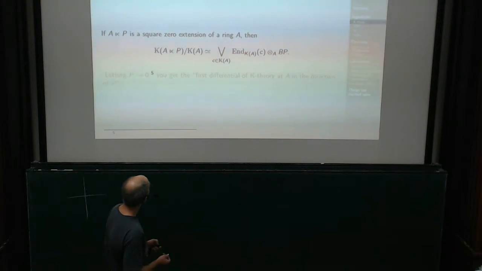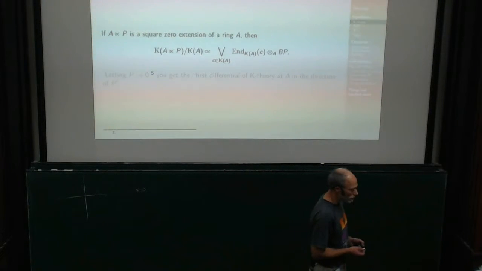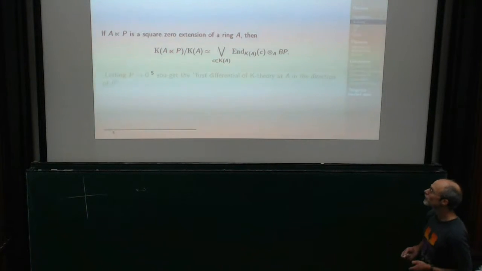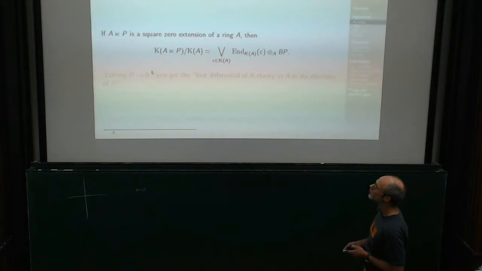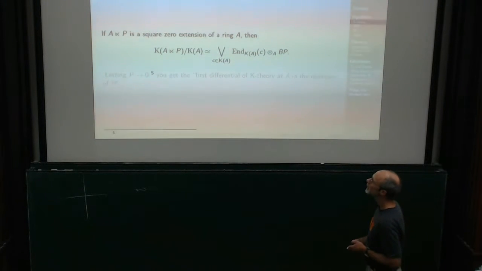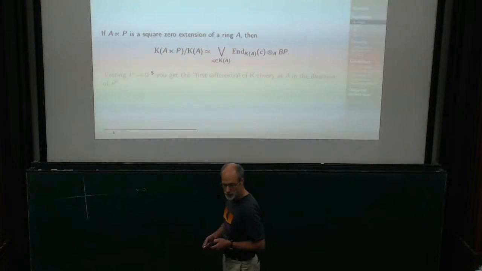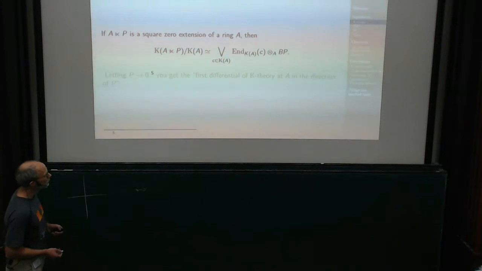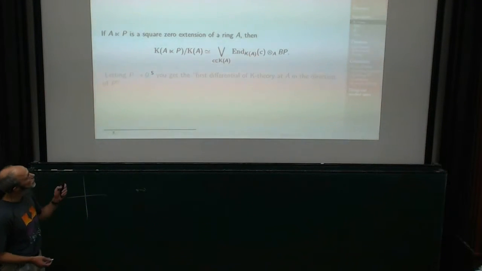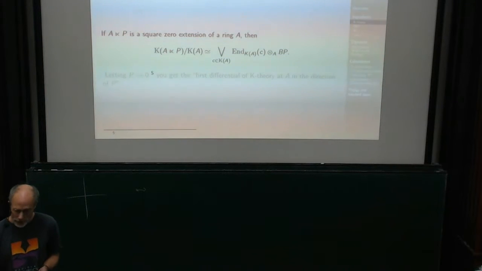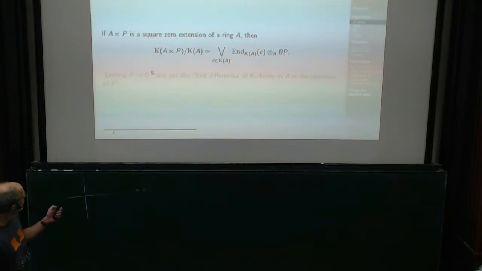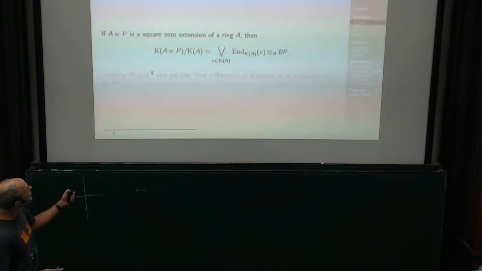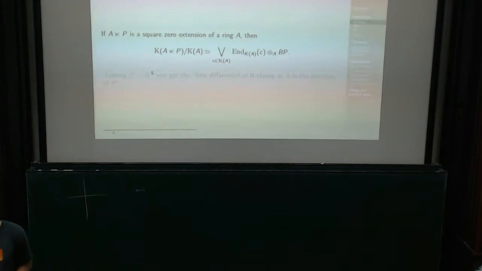We deform the ring that we start with here. A is just a usual, ordinary, discrete ring, and I take a square zero extension of it. So P here is an A bimodule, and the multiplication in A plus P is the usual multiplication in A, and if I want to multiply something in A with something in P, I use the bimodule structure. And if I have two things in P that want to multiply together, this is 0. So that is the square zero extension.